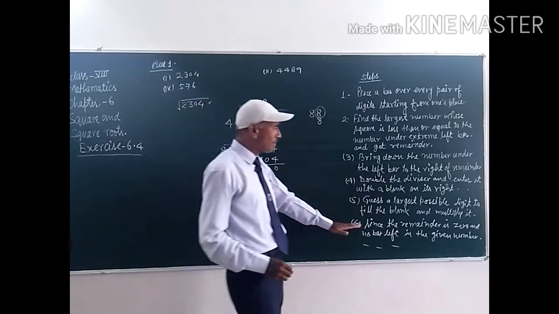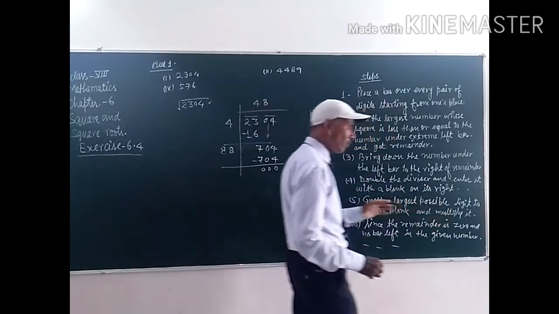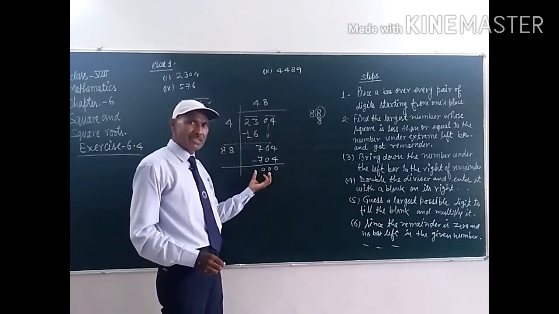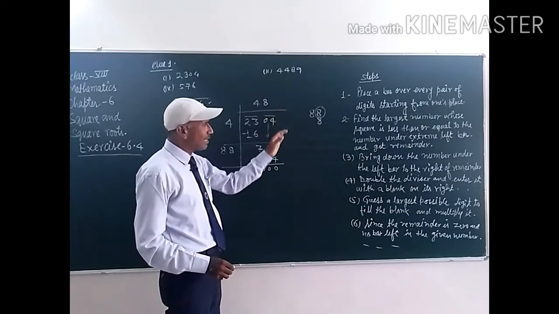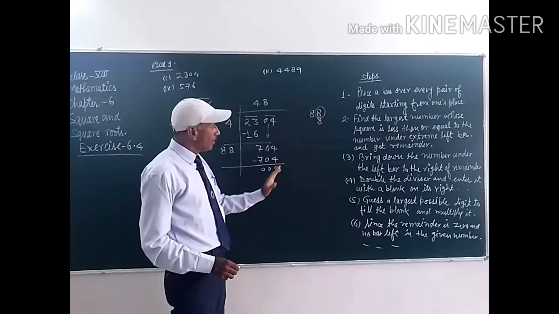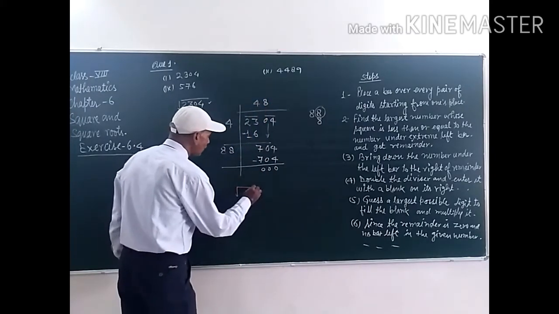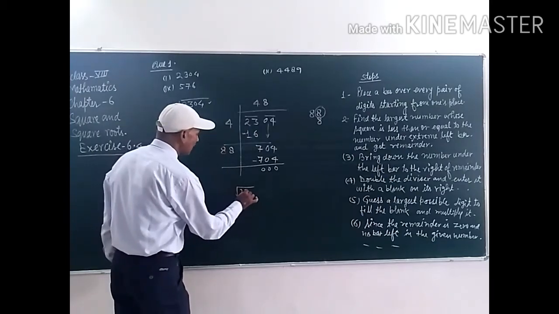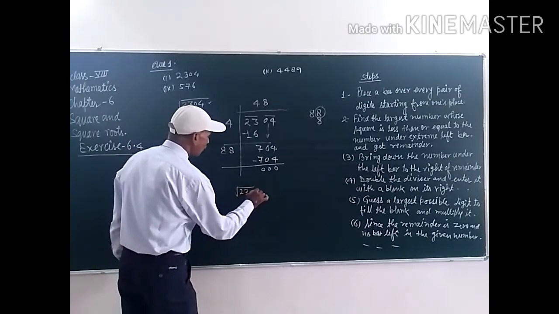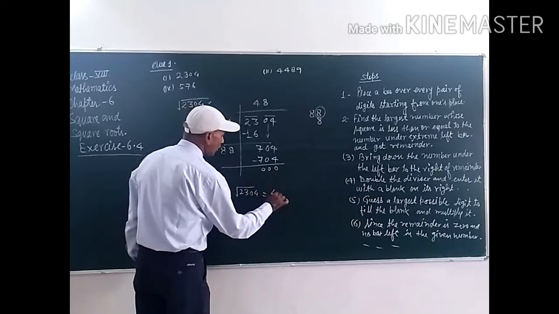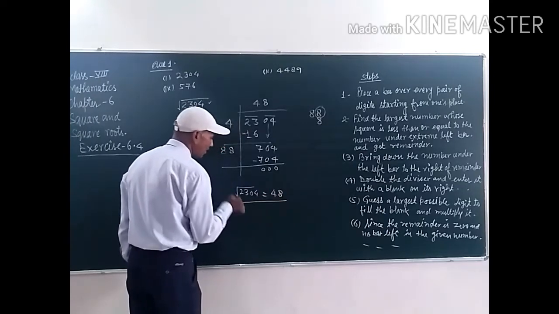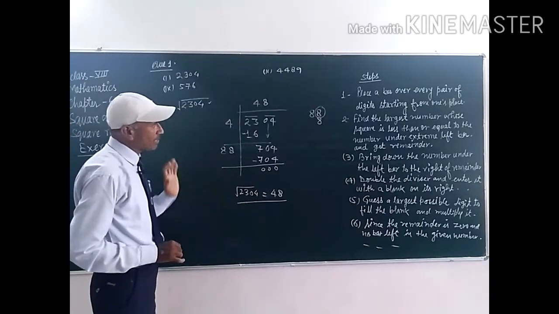Now in the sixth step, since the remainder is 0 and no bar is left here, this is the answer. So the square root of 2304 is equal to 48. This is the square root of this number.